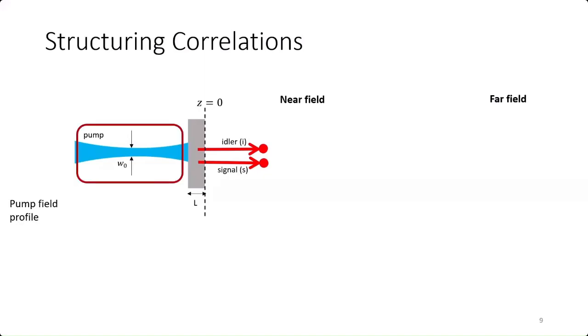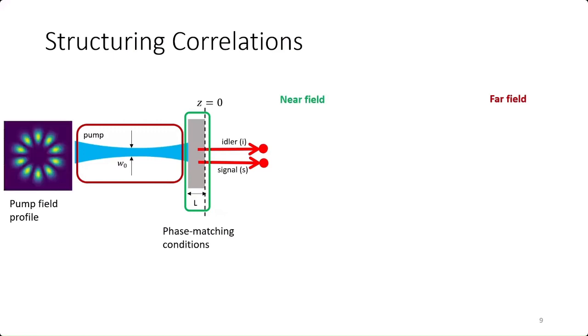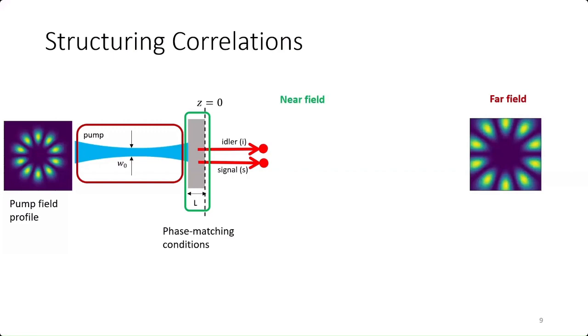When we manipulate the pump field profile, the effect of that shows up in the far field. Whereas if we manipulate the phase matching conditions or the properties of the crystal, then the effect shows up in the near field. So if we have a structured pump field profile, then this shows up in the far field conditional probability distribution. Coming to the near field, let us start with a Gaussian pump field profile.